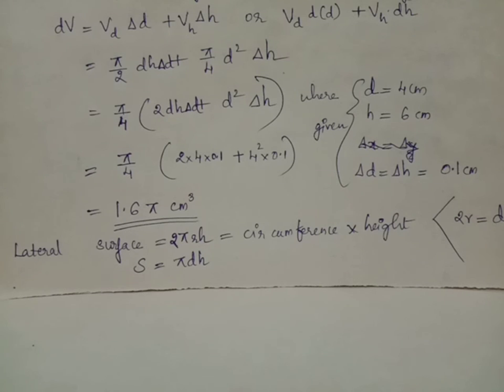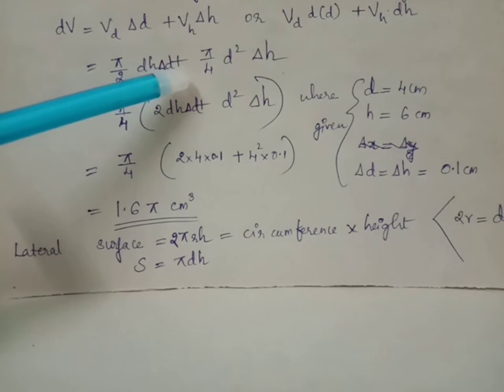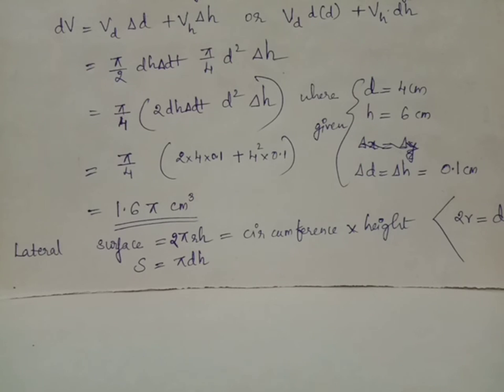By the differential formula, we have dV equals dou V by dou d into delta d plus dou V by dou h into delta h. We have already found dou V by dou d equals pi by 2 times d h and dou V by dou h equals pi by 4 times d square. Thus we obtain dV equals this expression. If you take pi by 4 common from both terms, we have the RHS rewritten as pi by 4 times (2 times d h into delta d plus d square times delta h).